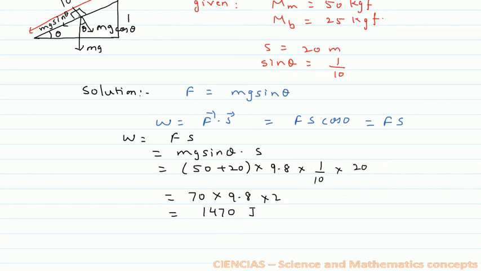So what is the answer? Work done by the man is equal to 1470 joule.